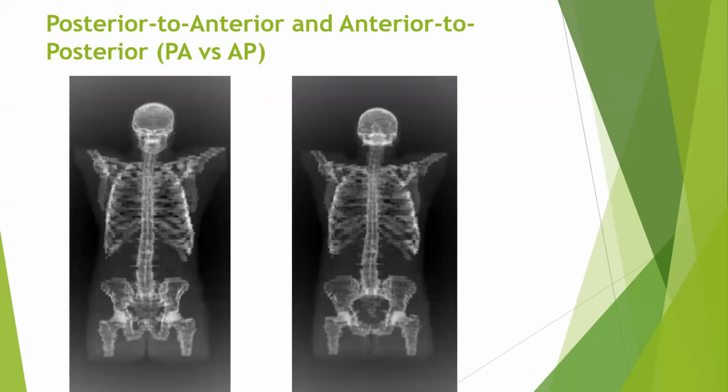Also, we looked at posterior to anterior and anterior to posterior. The left image is posterior to anterior. In this image, we see the jaw and the face of the person more clearly, and also the rib cage. This is expected because the person is closer to the detector. The face and the rib cage is closer to the detector. And we see the opposite in anterior to posterior.